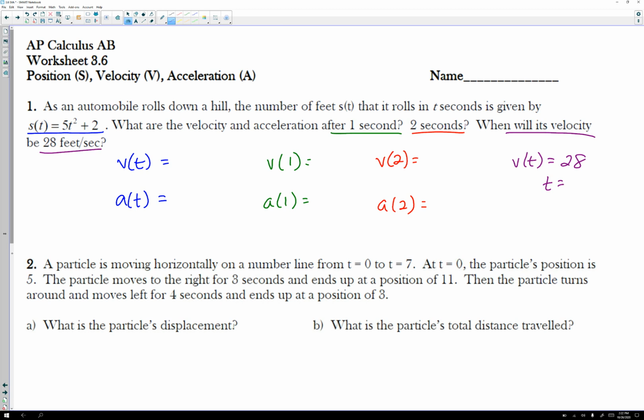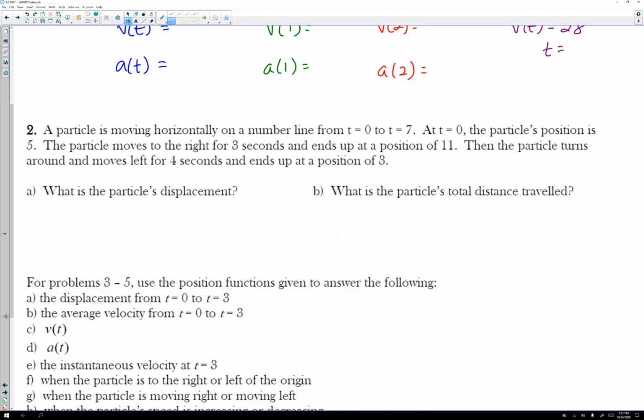All right, now number two doesn't give you the position equation so that you can find velocity and acceleration, but that's okay. Translate this. At a time of 0, the particle's position is 5, right? At a time of 0, the particle's position is 5. That means that s of 0 equals 5. The particle moves to the right for 3 seconds and ends up at a position of 11. So that means the position after 3 seconds is 11.